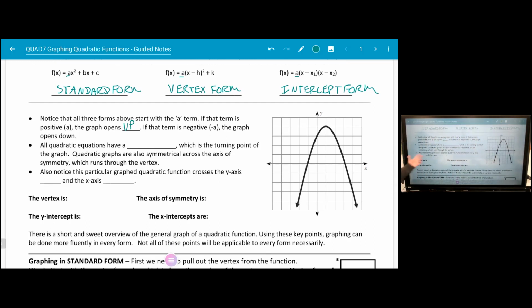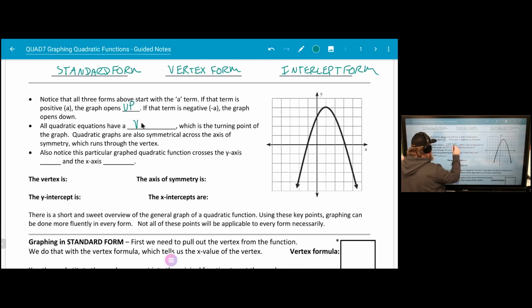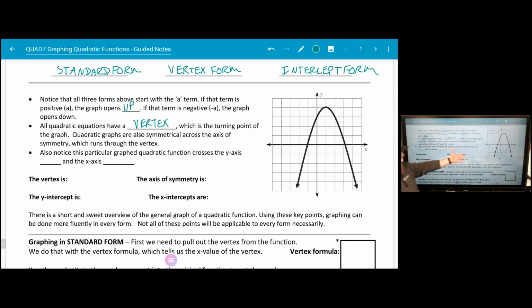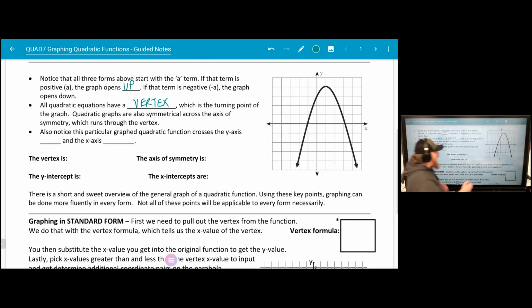All right. Again, vertex, all quadratic functions have this vertex that we're looking for, which is the turning point of the graph. So if you look at this graph, it goes up and then hits the vertex and goes down. Similarly, if you've got one that's going down, then comes back up, that spot where it changes is the vertex. And this particular graph on the right, it crosses the y-axis, that up and down axis, 1 time. And the x-axis here and here, so that would be twice.